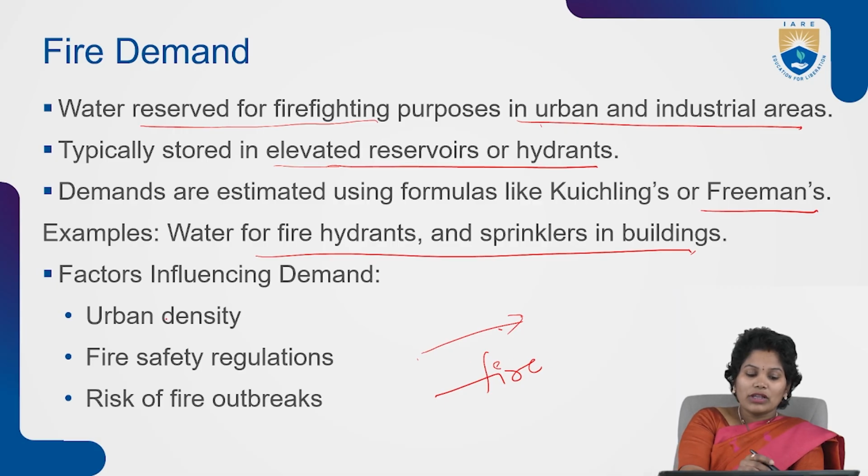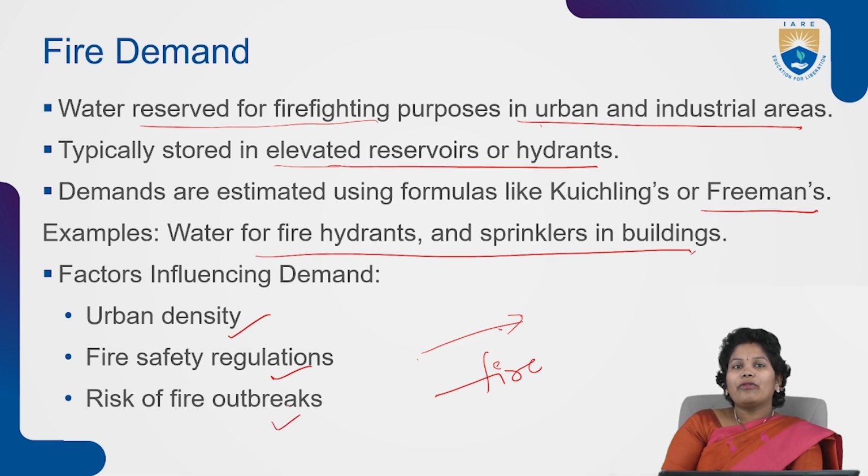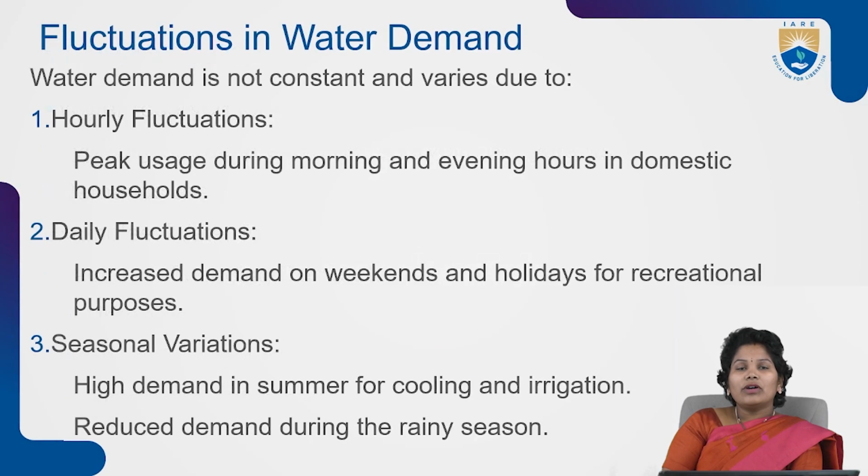So the factors affecting fire demand are urban density, fire safety regulations, and risk of fire outbreaks. These are the fire demand factors. Now, fluctuations in water demand.